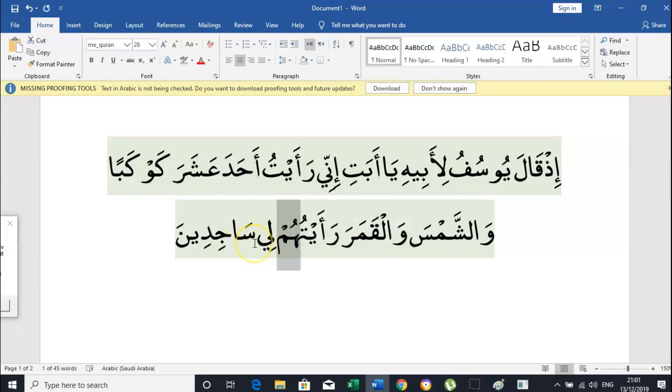Okay, now pay attention here. Another thing as well, actually. Li is two words, harf of jar and the I pronoun. Li, it means to me. The lam here means li, to. Sajidina, is that an ism or fi'l? Ism. Sajid means those who prostrate, those who do sajda. Okay, what's sajidin? Who did sajda?